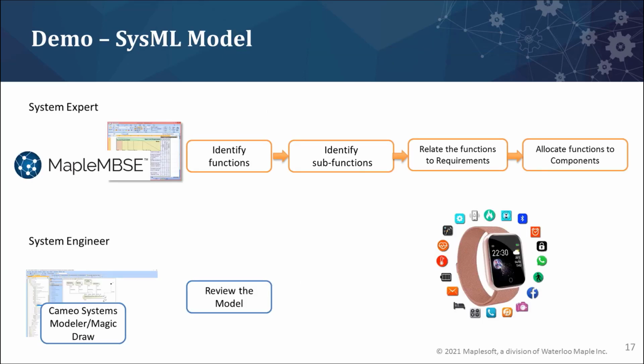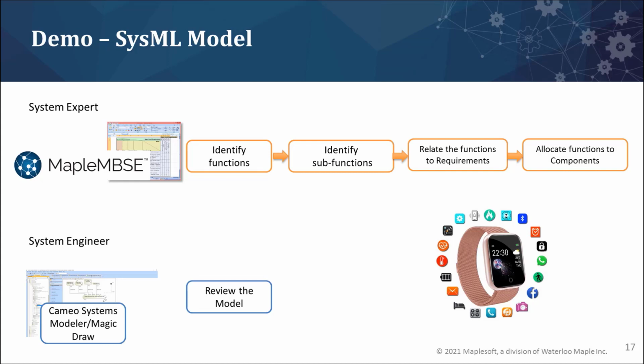So for the demo, we will have two user roles. One is the system expert, the other person would be a system engineer. System expert is the person who has the right level of knowledge but is not familiar with the modeling tool and the modeling environment. So they are going to use MapleMBSE to access the model, identify certain functions, decompose the function related to a requirement, and finally allocate to the component. And they are going to save their changes into the model.